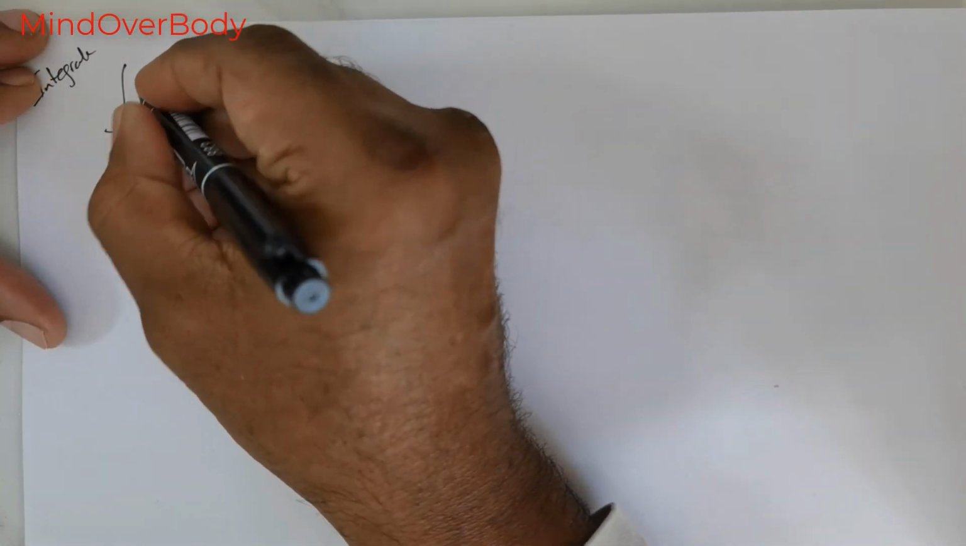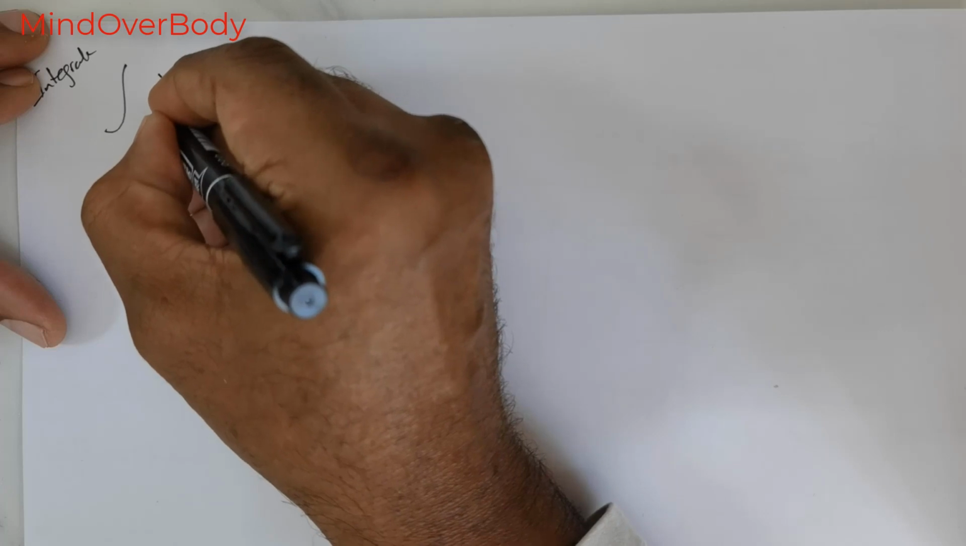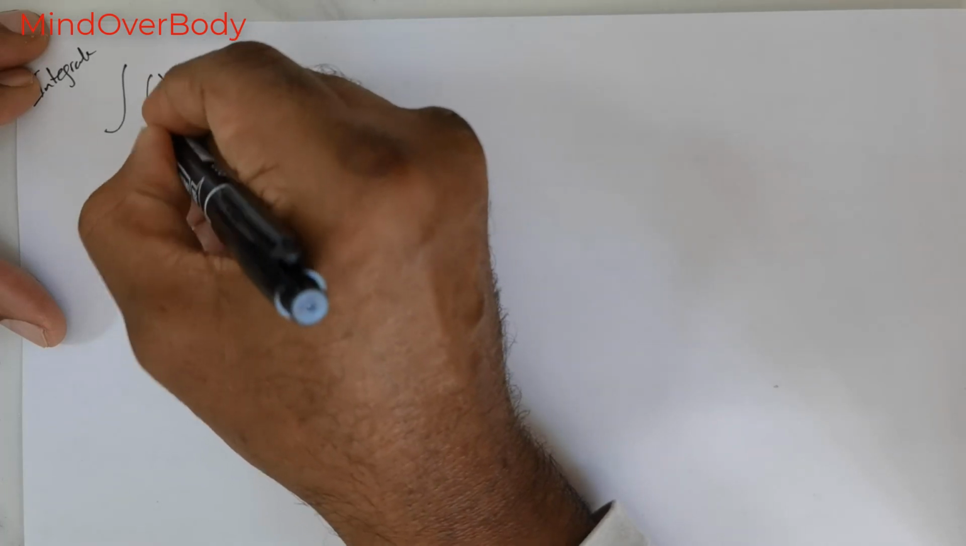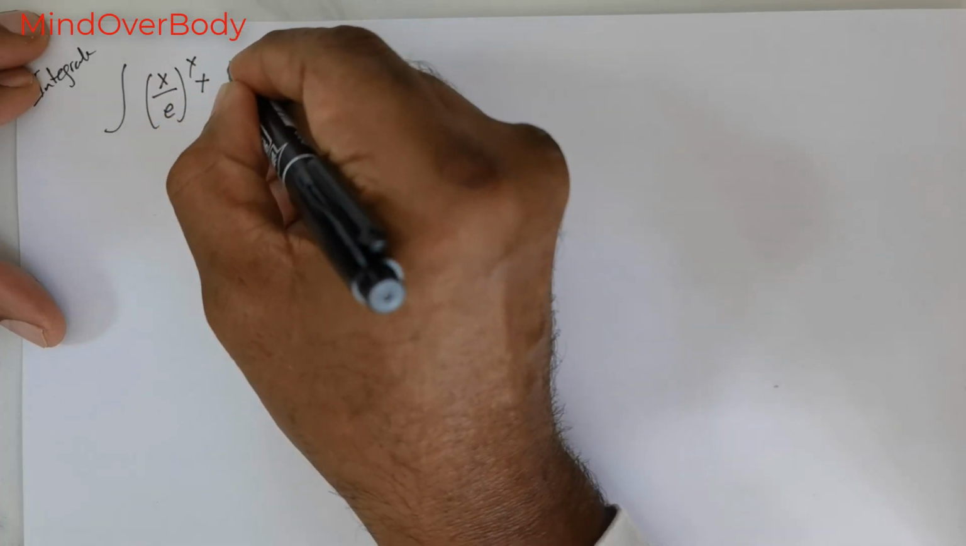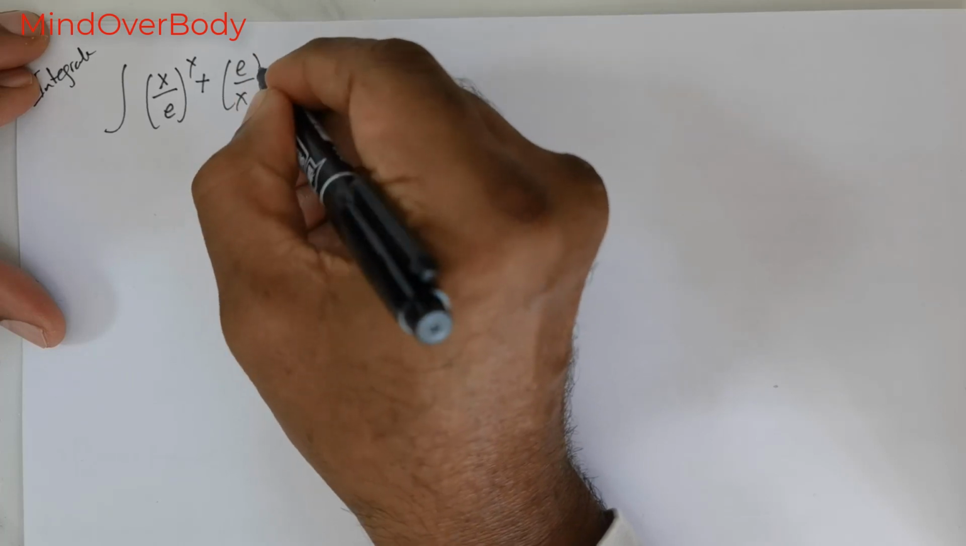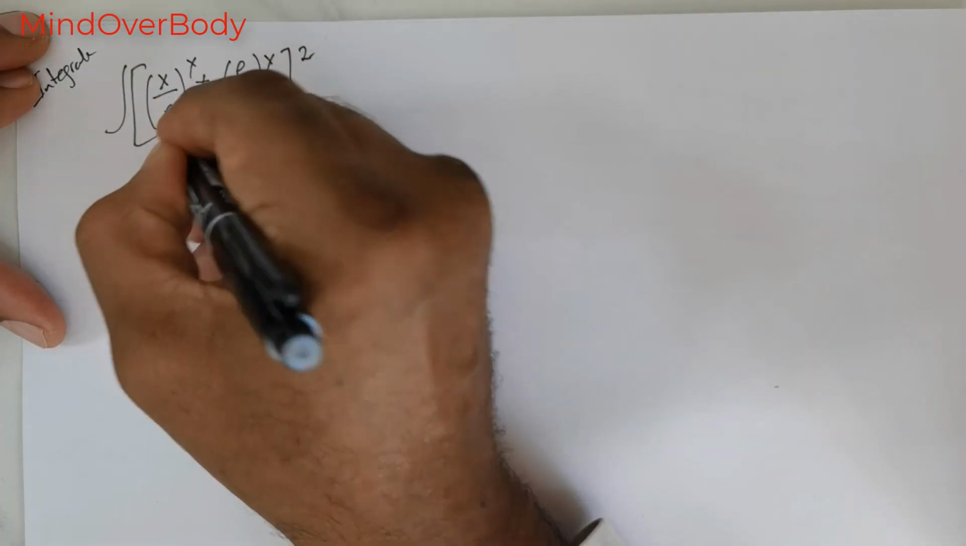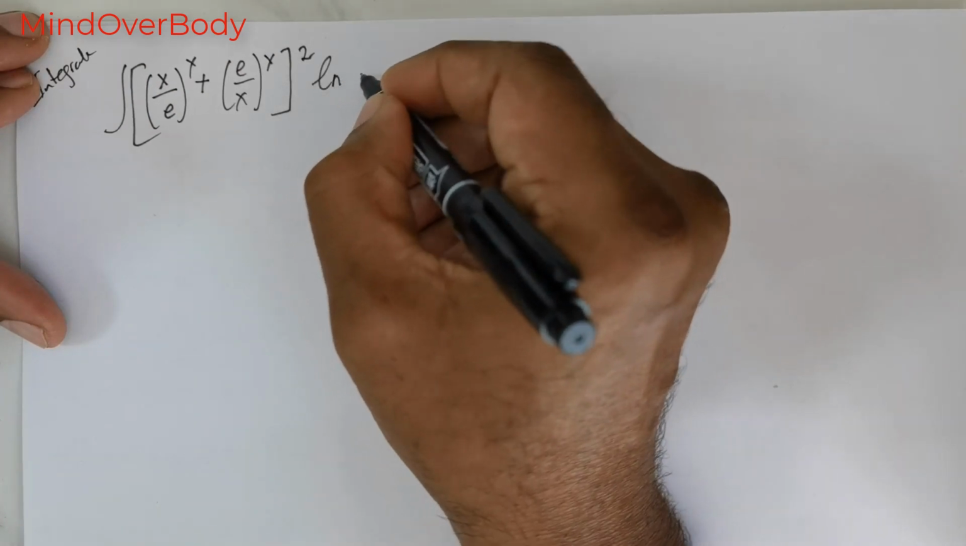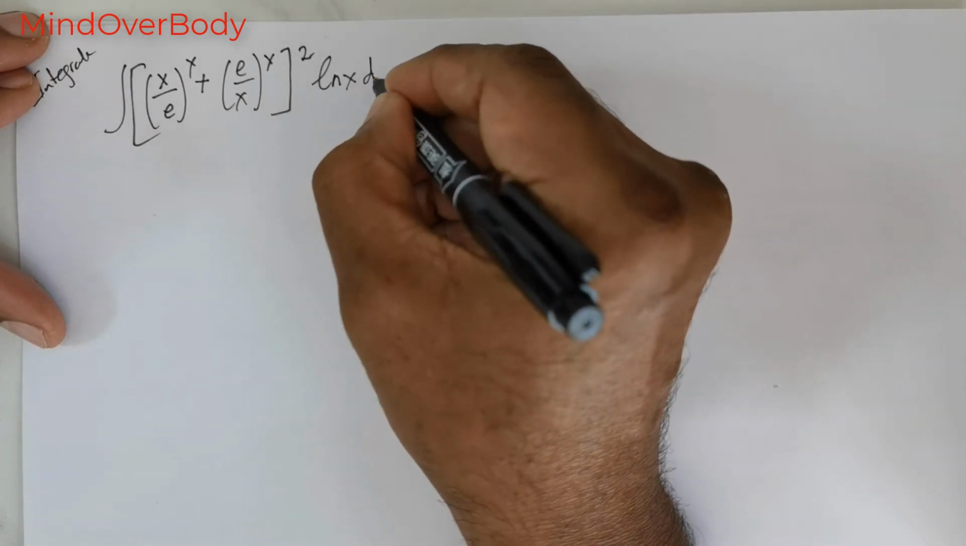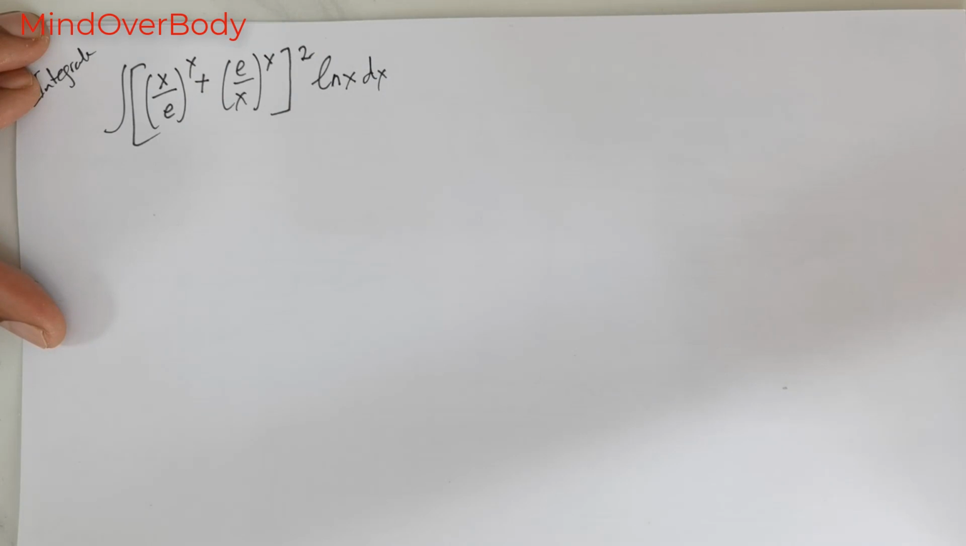We are expected to integrate (x over e)^x plus (e over x)^x, the entire quantity raised to the power of 2, multiplied with ln x dx. You can pause the video and try to do this question and then come back and check for the solution.